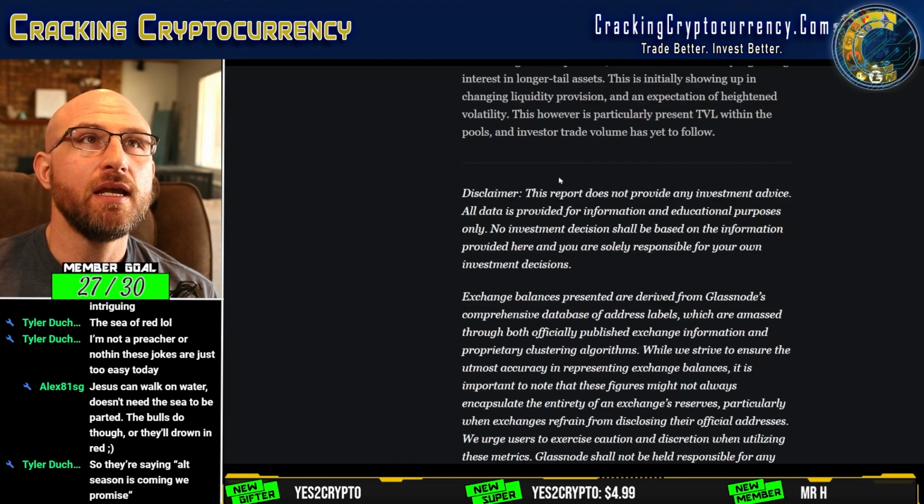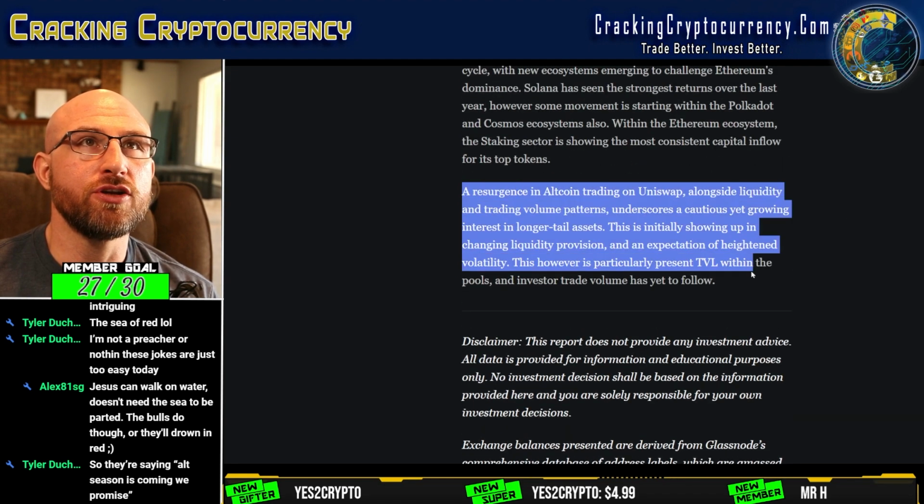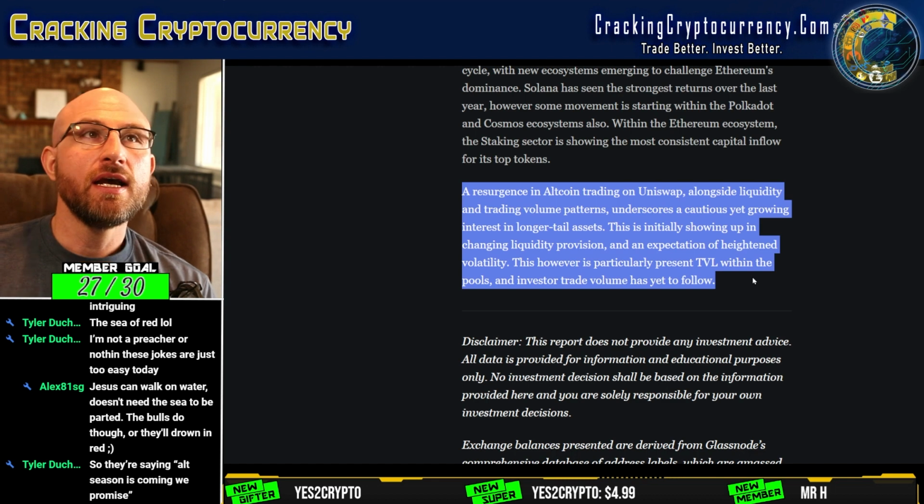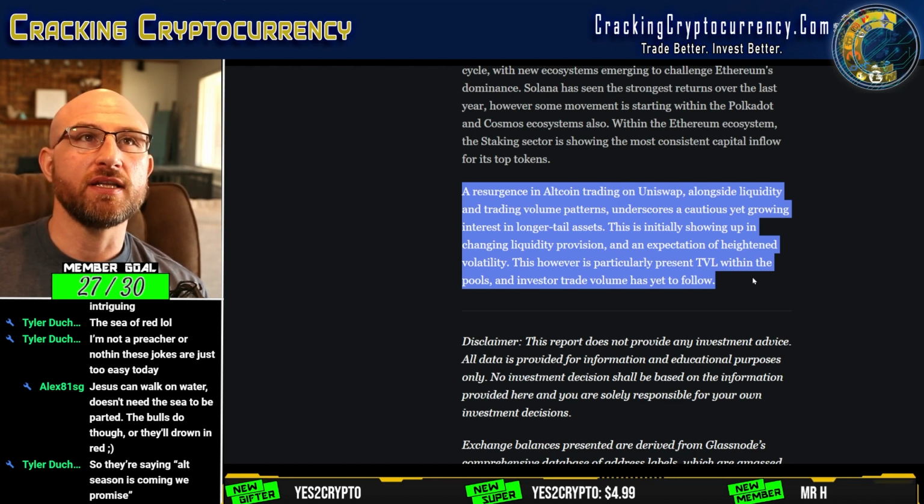A resurgence in altcoin trading on Uniswap alongside liquidity and trading volume patterns underscores a cautious yet growing interest in longer tail assets. Longer tail assets are riskier assets. This is initially showing up in a change in liquidity provision and an expectation of heightened volatility. This, however, is particularly present within TVL, within the pool, and investor trade volume has yet to follow.